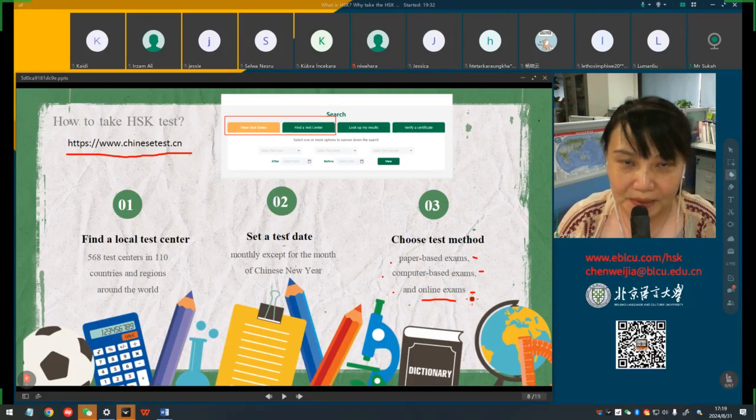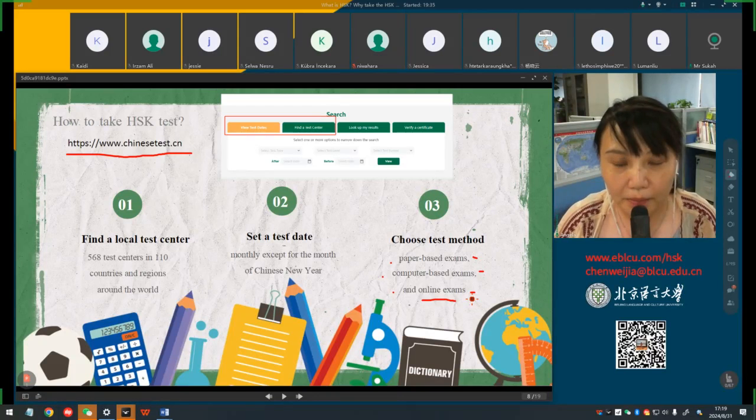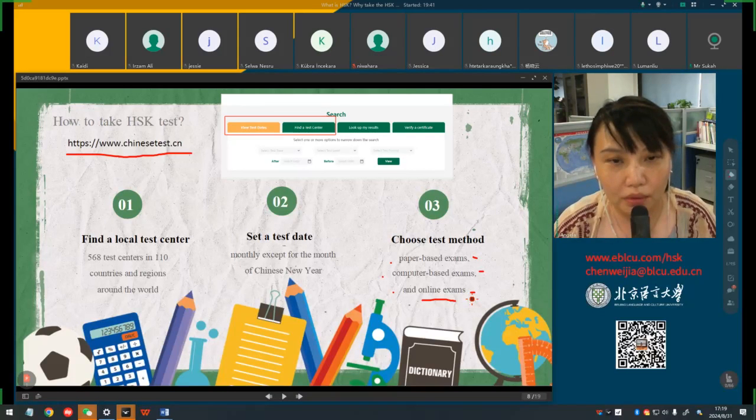Also for online exams, they have requirements about your test device. I remember they require 2 cameras. One is filming you. The other one is filming the test paper you're answering.